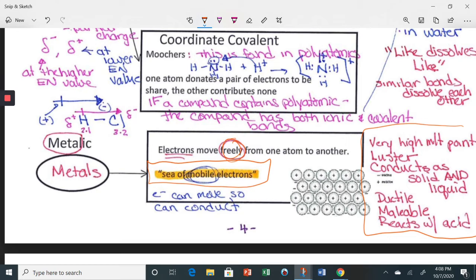Not only can they move, a little photon can eject one for the photoelectron effect. That cannot happen very easily in a solid ionic substance. Very rarely do you see that happen. It'll be shiny, it'll conduct. We make pans out of metal because they conduct the heat to cook.